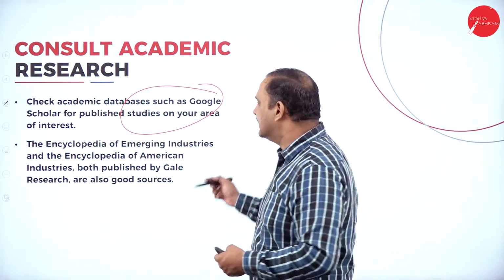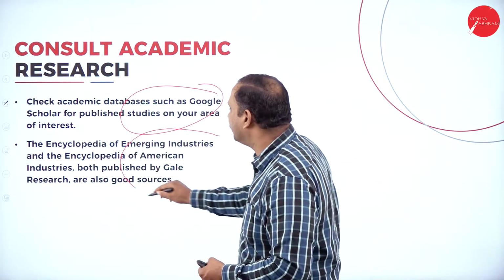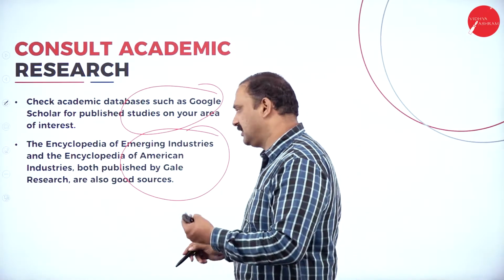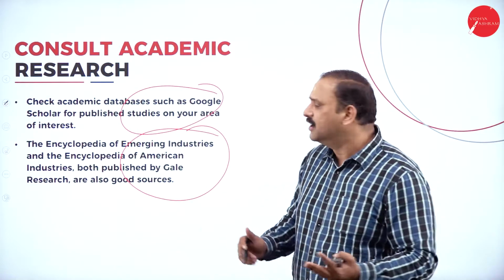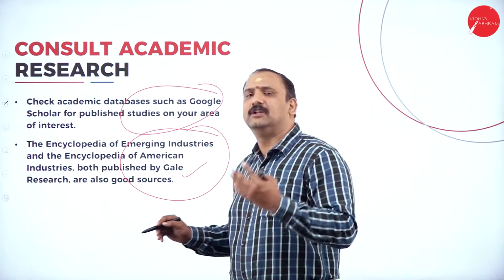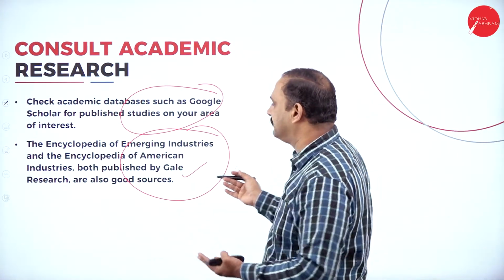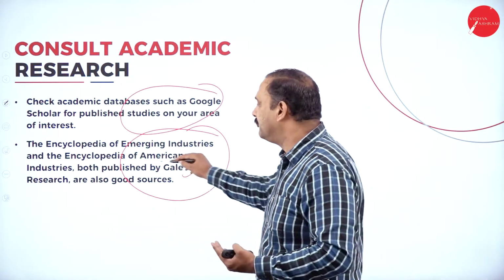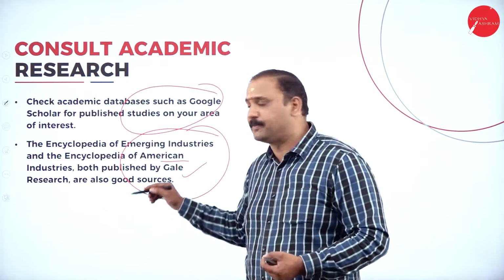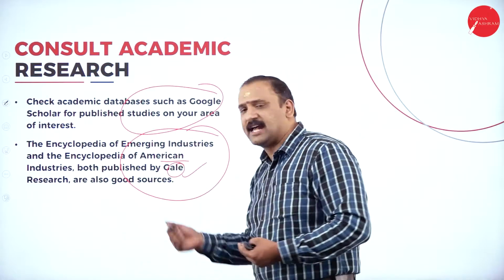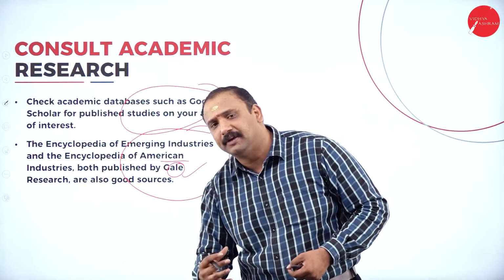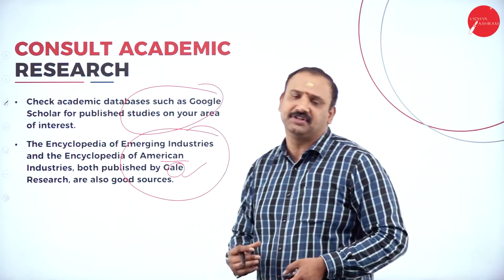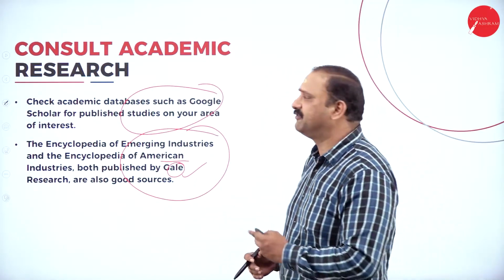The next thing is the encyclopedia of emerging industries, or the factors of American, UK or Indian industry, where you will be able to get a lot of things. For example, here I have taken the Encyclopedia of American Industries, published by Gale Research as well as by Britannica itself, which will give a lot of thrust on the research in terms of the qualitative data factor.